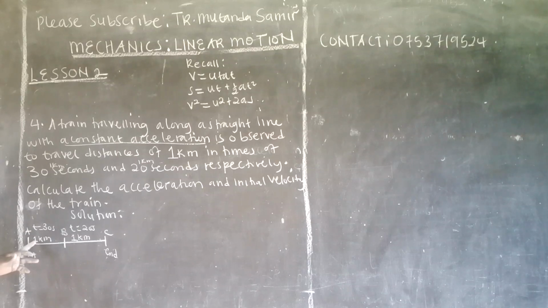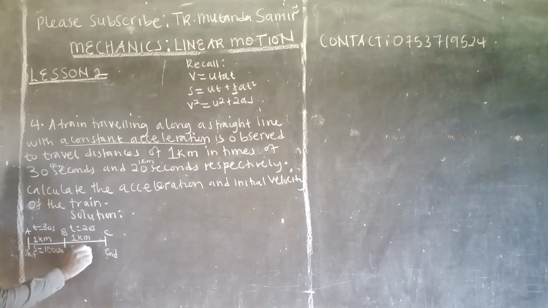You have here this one is 1 kilometer, but we don't always report distances in kilometers. We say distance and displacement is measured in meters. So therefore, I will say that my S is the same as 1 kilometer, which is equal to 1,000 meters. Even here, my S is equal to 1,000 meters. As simple as that.